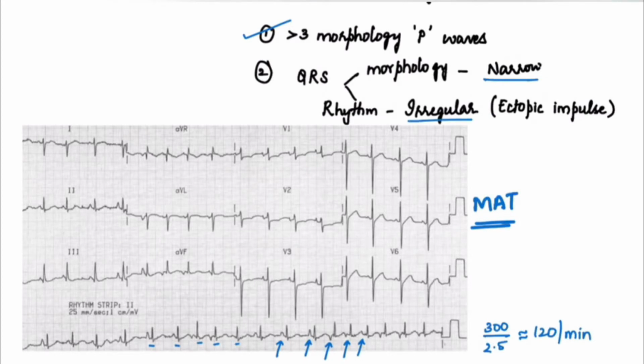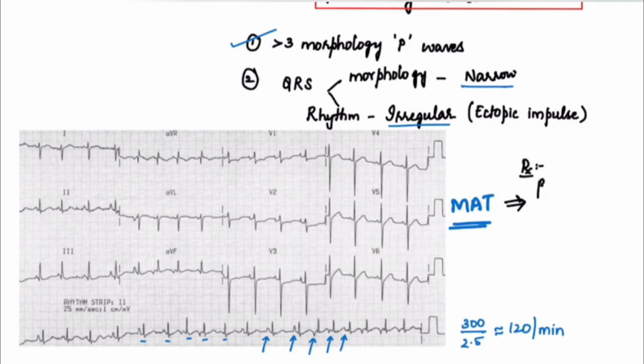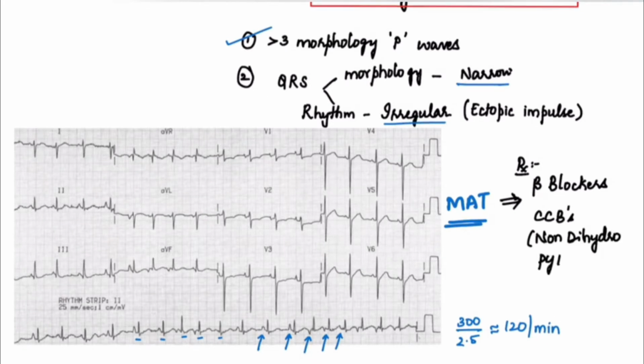Now, treatment of multifocal atrial tachycardia is first to treat the underlying cause, and the second is to control the rate by using beta blockers or non-dihydropyridine group of calcium channel blockers. Now we'll look at the second atrial cause of narrow complex tachycardia, that is atrial flutter.